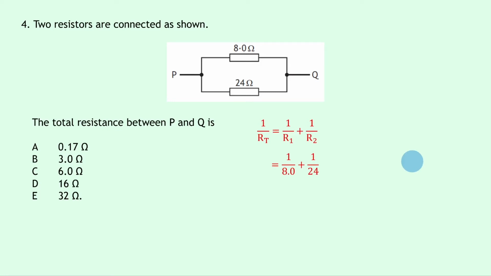So we can then use our calculator to do the brackets method or the x to the minus 1 method, or you could choose the lowest common denominator method without using a calculator. So if I was to use the lowest common denominator method here, then I could say, okay, 8 goes into 24, so I'm going to leave the 24 and say that 8 goes into 24 3 times, because 3 8s are 24. So that means I can multiply the top and bottom of this fraction by 3. So that gives me 3 over 24 plus 1 over 24 is 4 over 24. And then if I flip both sides to get RT on its own, I get RT equals 24 over 4, and that gives an answer of 6 ohms. So my final answer is C.